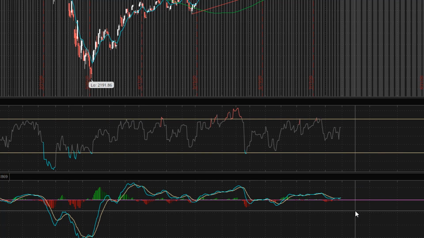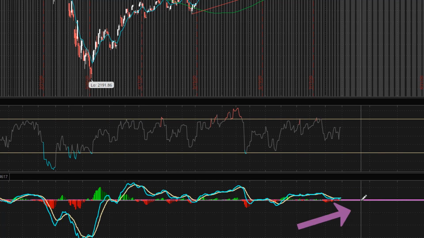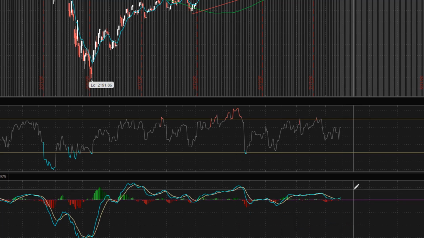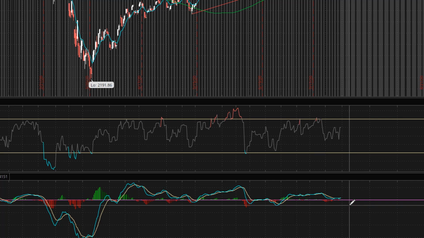So something else I want to add is that you can clearly see this purple line over here. This is a positive momentum line. So if you are hovering above this positive momentum line, then you are pretty much on a solid uptrend, and if you are below this purple momentum line, then you're pretty much on a solid downtrend.